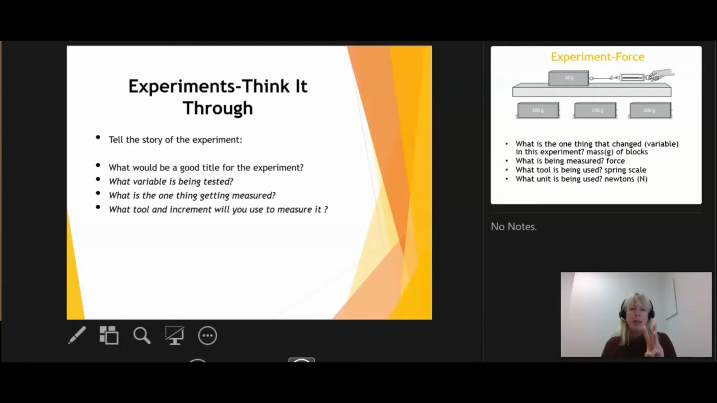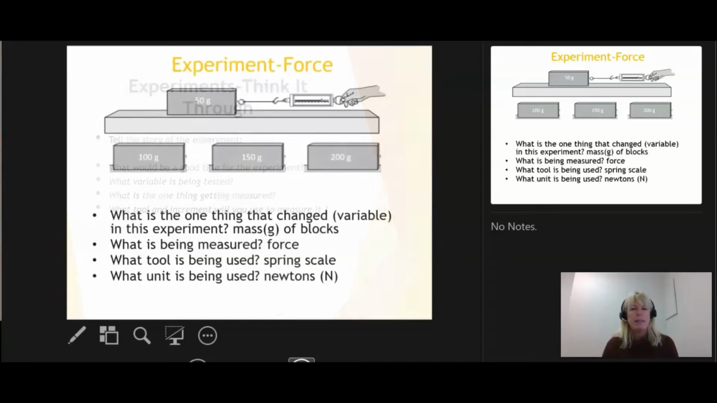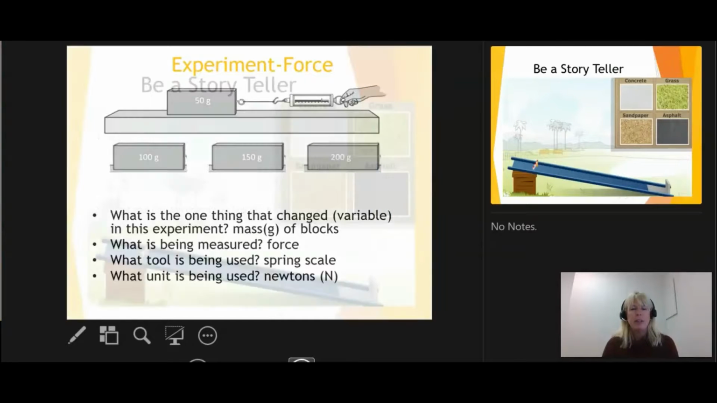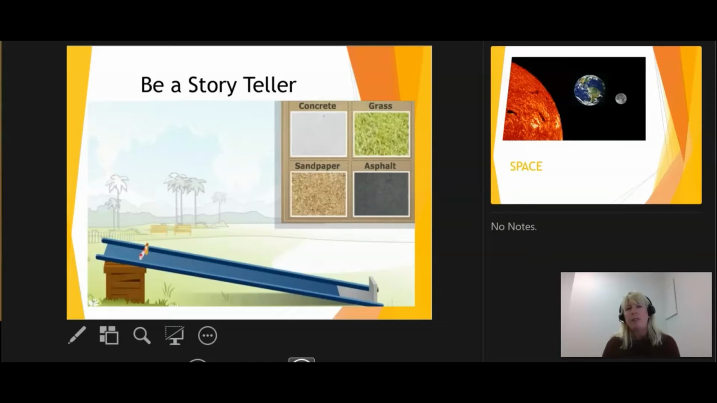What variable am I measuring? And then what increment or tool am I using to measure it in? And then some good examples here. Making sure that you always reinforce being a good storyteller of images when it comes to visuals.